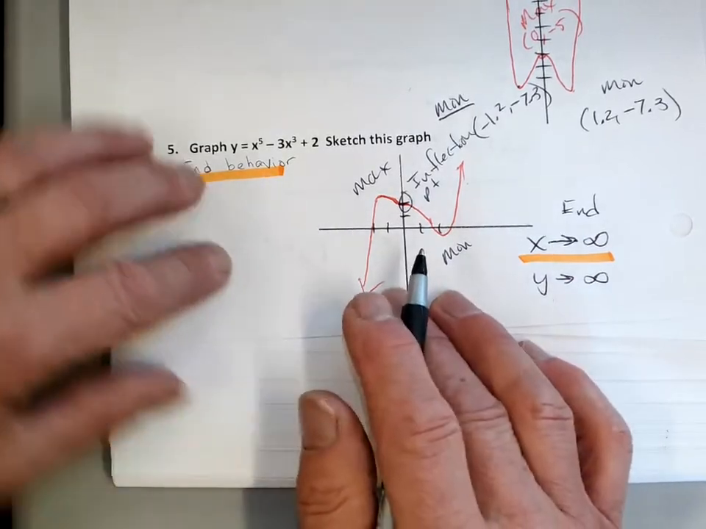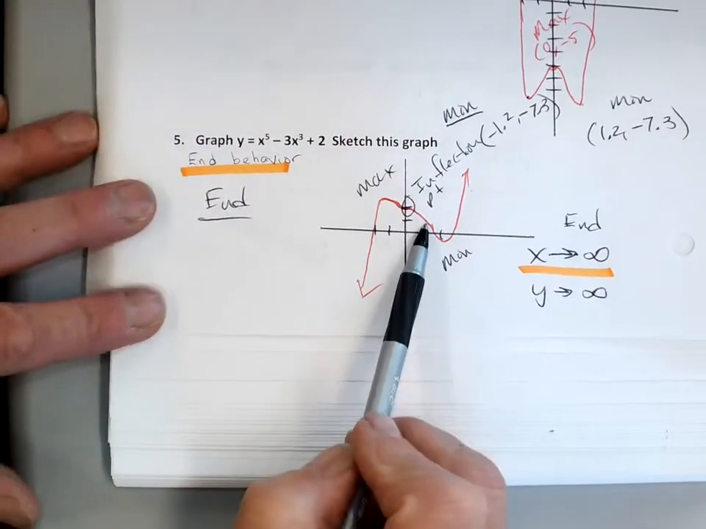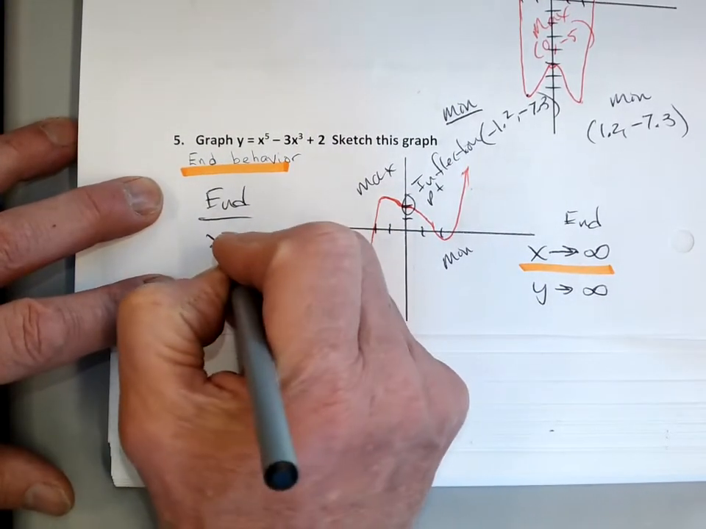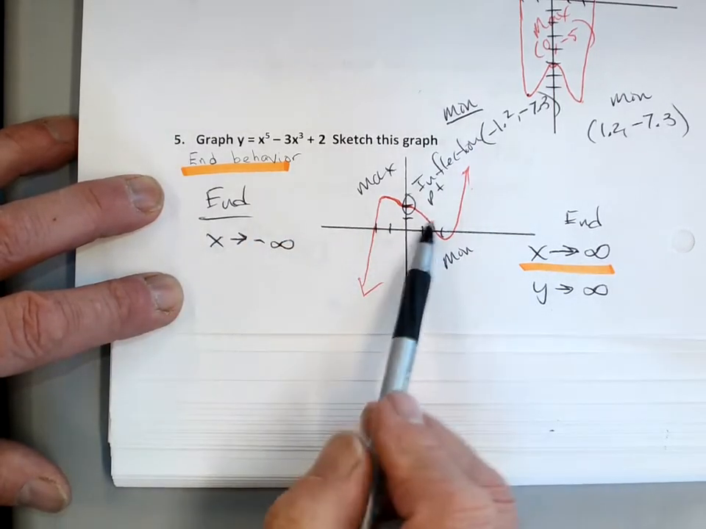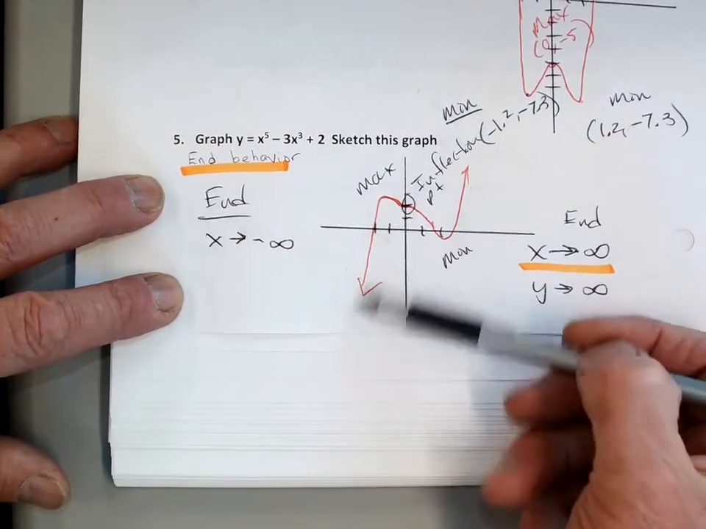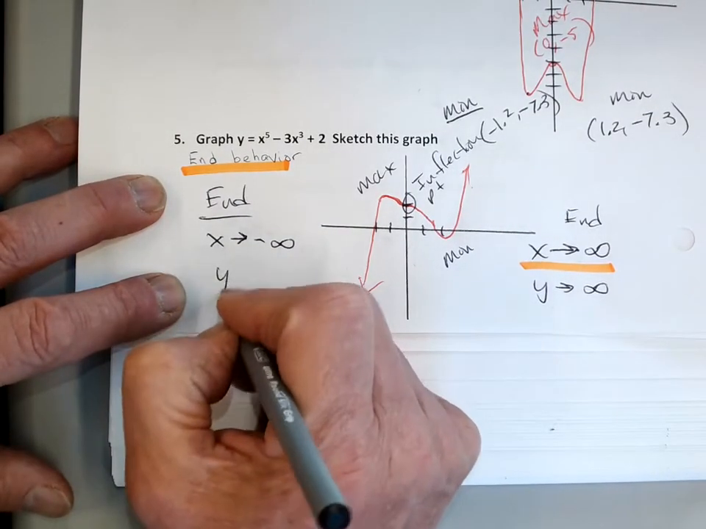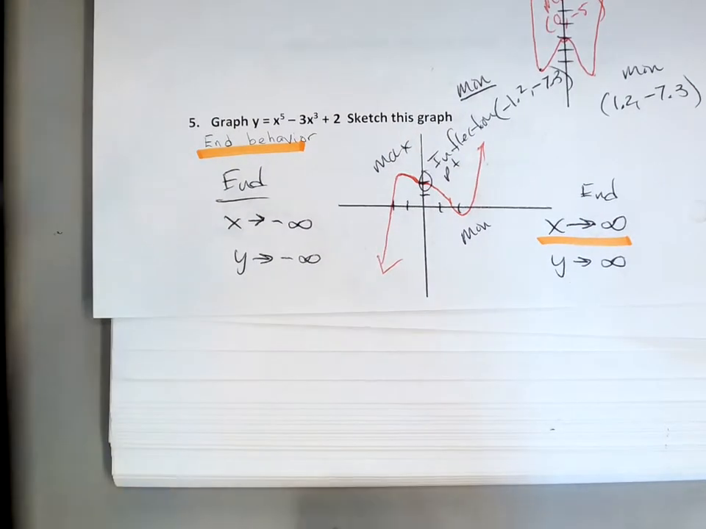Now, end behavior on the other end is this. As x goes to negative infinity, y is going down, down, down, down, down. The y value is going to negative infinity, okay? That's end behavior. What's going on in the end? Is it going to infinity or negative infinity, okay? All right, now, one more thing.